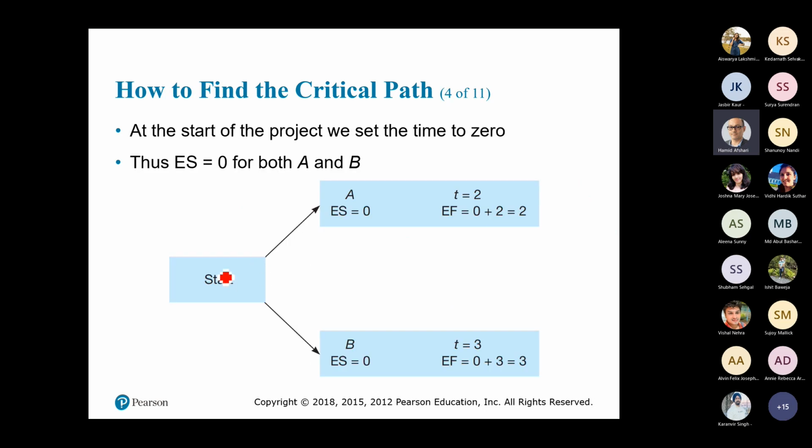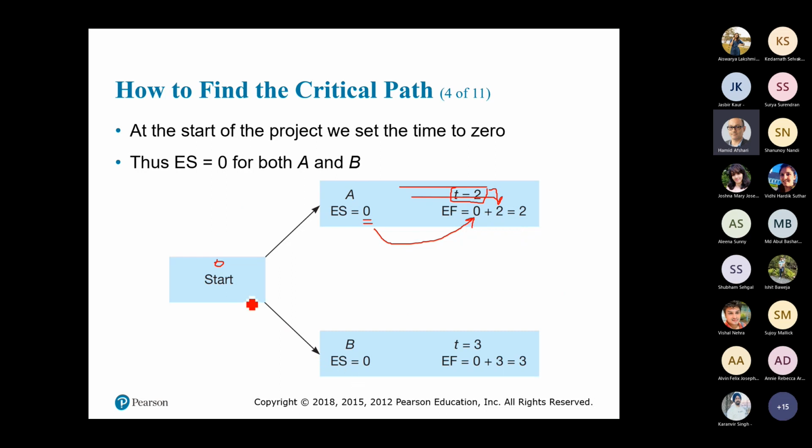For example, I know that start has 0 time, it has no time. Then it goes to A and B. So when it is 0, earliest start of activity A can be also 0. I can right away start activity A. So earliest start of activity A is 0. And how long would it take to do activity A? 2 weeks. So earliest finish would be 0 plus duration of activity, so it will be 2 weeks. The same for the other one, activity B.